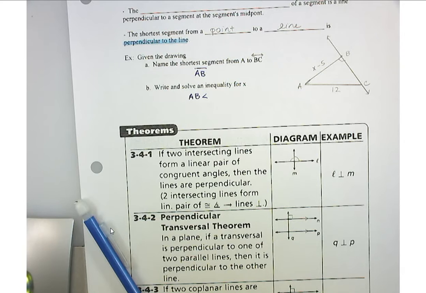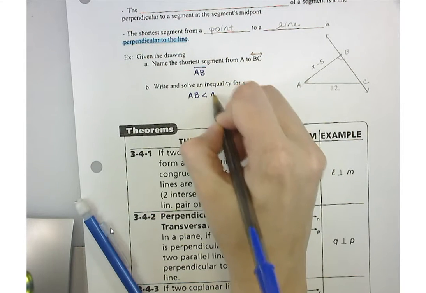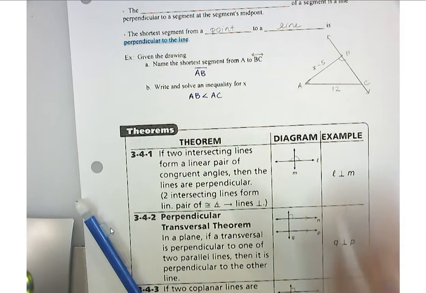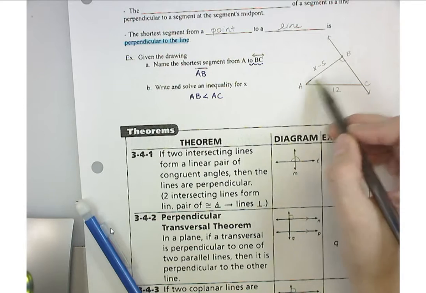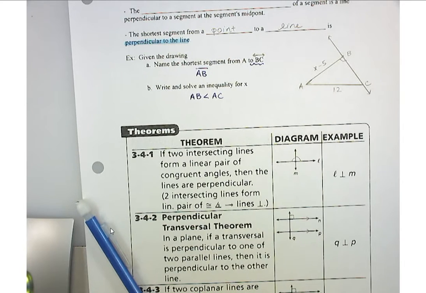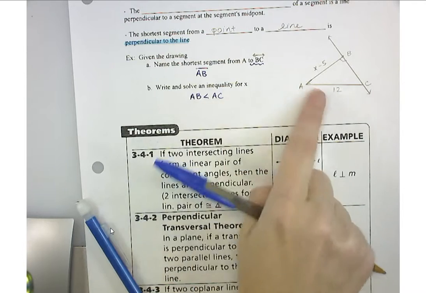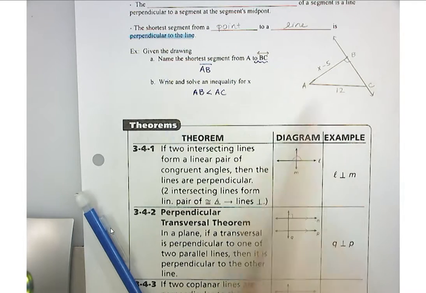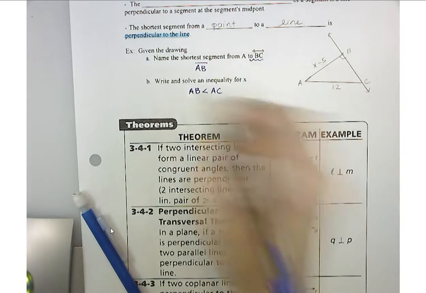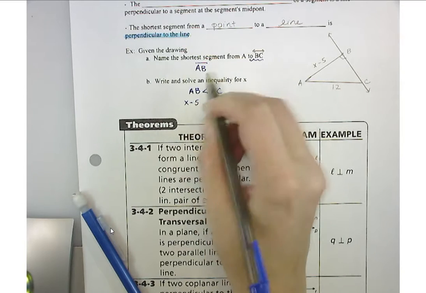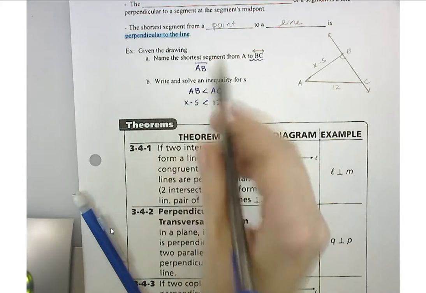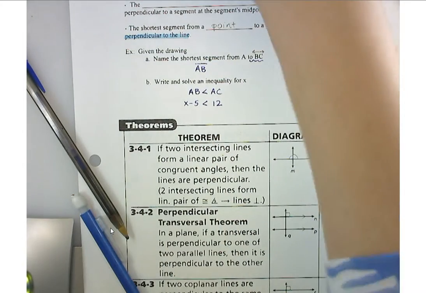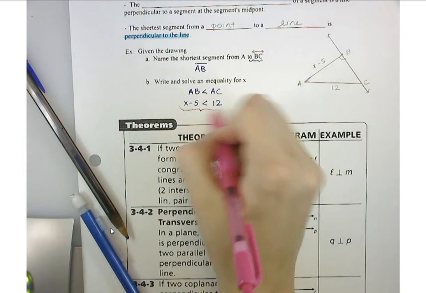Nope. So let's talk about why. So remember, this is to BC. There are two segments that go to BC, AB and AC. We know that AB is less than AC because it's perpendicular, so it's shorter. So now what we can do is set up the inequality. So AB is x minus 5, AC is 12. So when it says write and solve an inequality, you already did the first part. So this is your inequality.